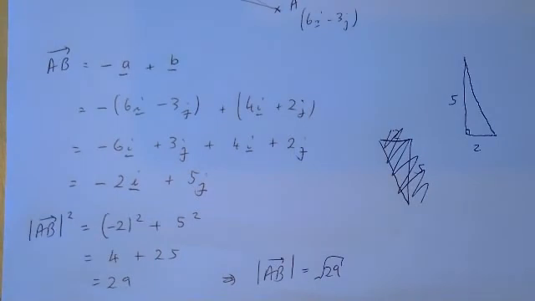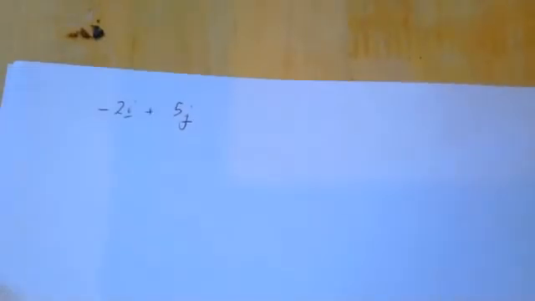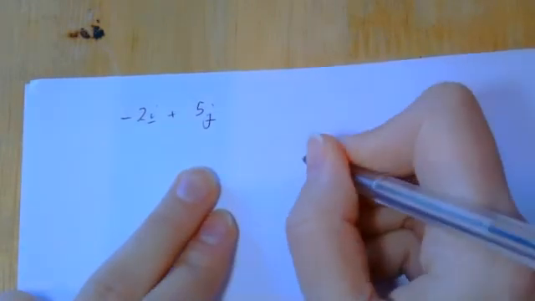Now, don't be alarmed when that turns out to be a nasty surd. I would just leave it like that. Is that it? No, we want the angle that it makes with unit vector i. A picture is called for. What was AB? AB was minus 2i plus 5j. That's my AB, and I want the angle that makes with i.